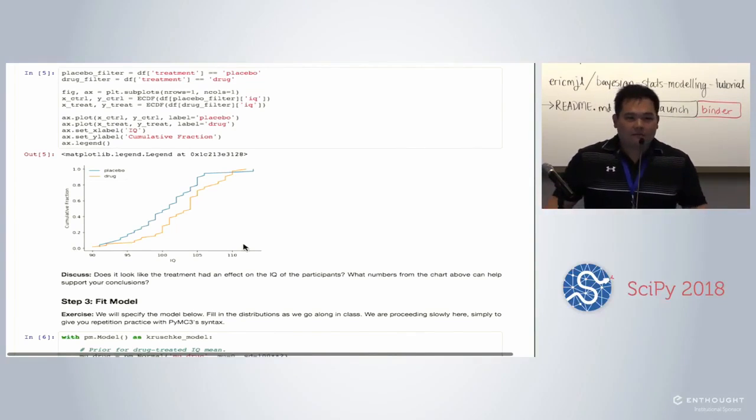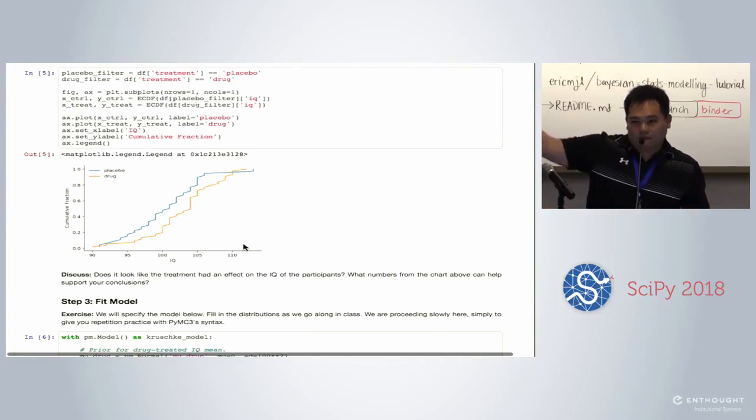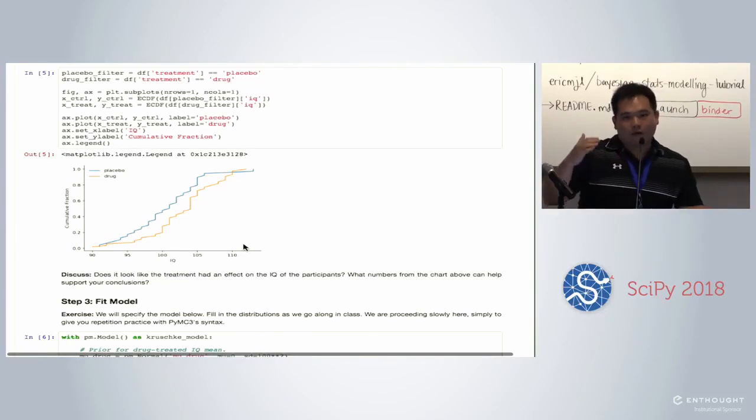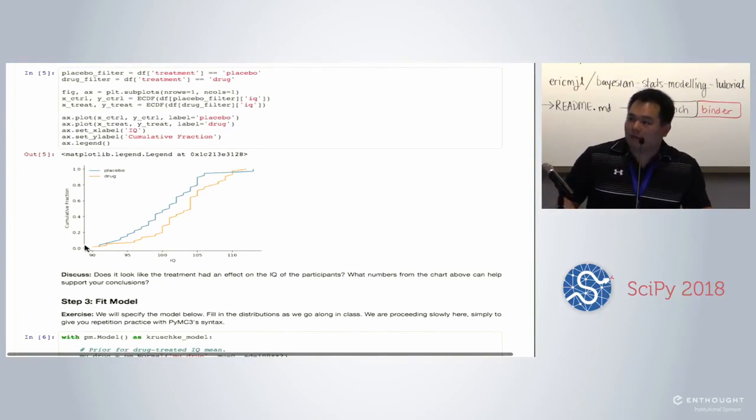The eCDF plots a cumulative curve of how many data points are of smaller value than a particular given value. So say we have IQ measurements. We sort them from lowest to highest, and then on the x-axis, we plot the IQ value. On the y-axis, we plot the cumulative fraction of data points that are smaller than that particular value. Everybody okay with this definition?